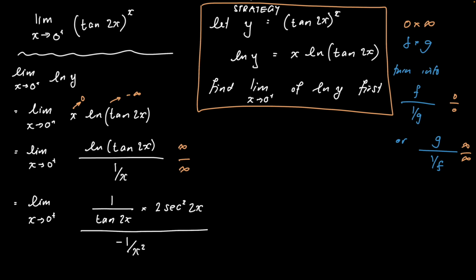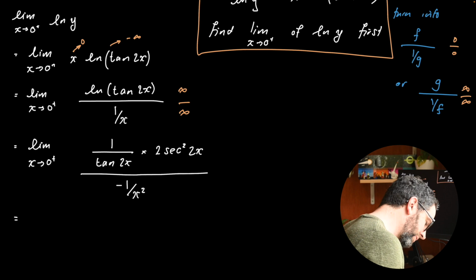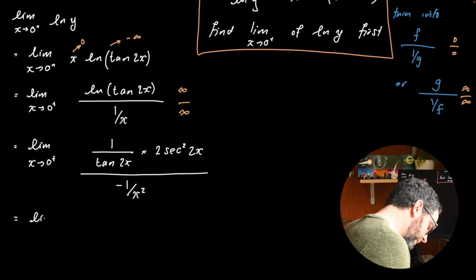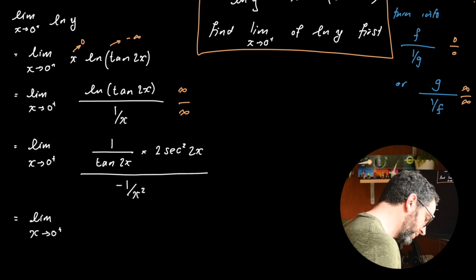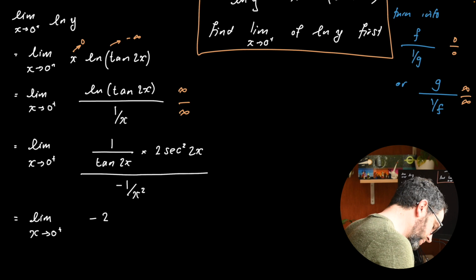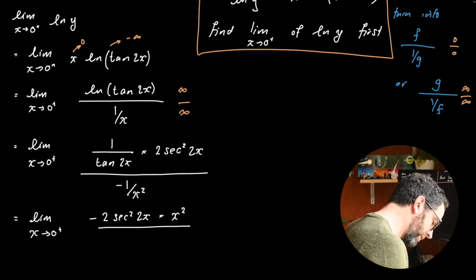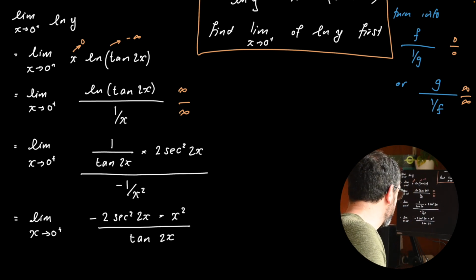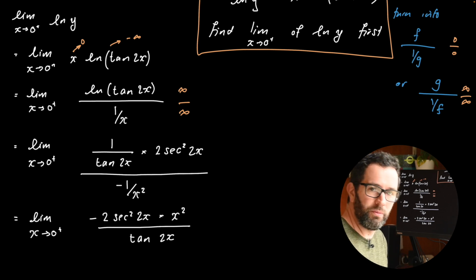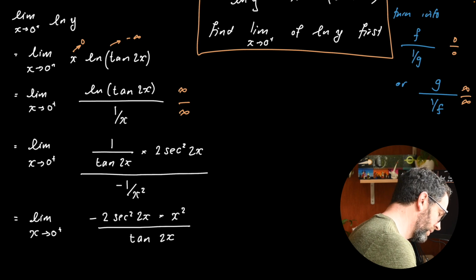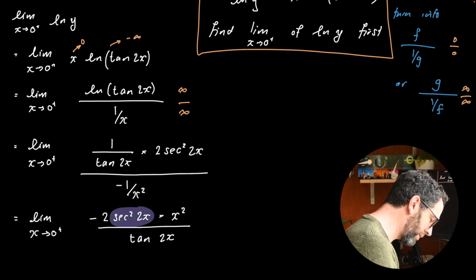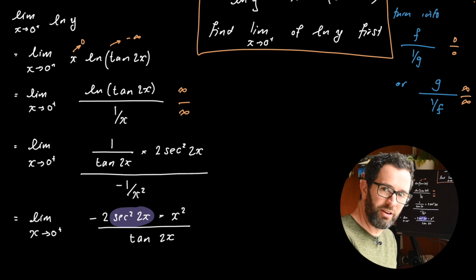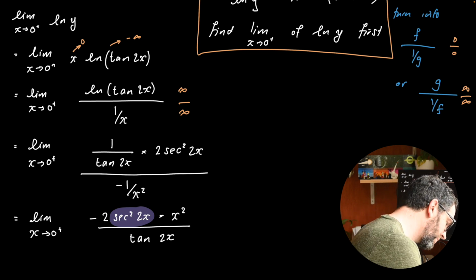Okay, and let's turn that into a single fraction before we do any more tidying. That equals the limit as x goes to 0 plus of negative 2 sec squared 2x times x squared, all divided by tan 2x. Right, now what do we do with this? We actually have a piece that we know how it behaves. If I consider just sec squared by itself, remember sec is just 1 over cos, and cosine is going to 1 as x goes to 0. So the sec squared piece is also just heading towards 1.